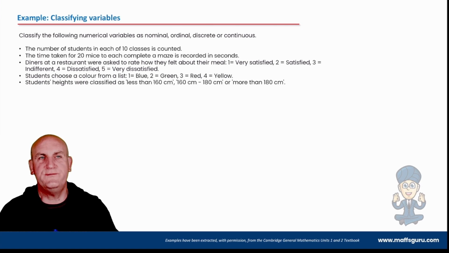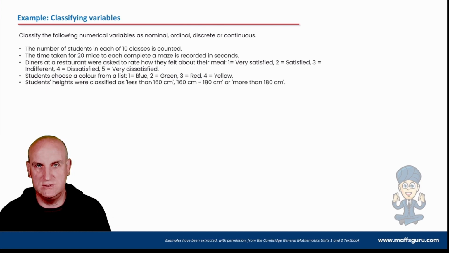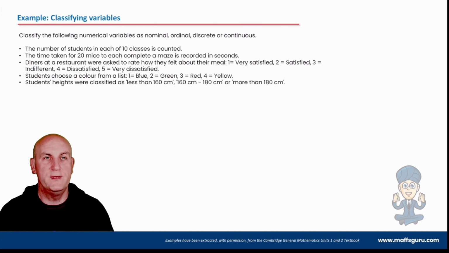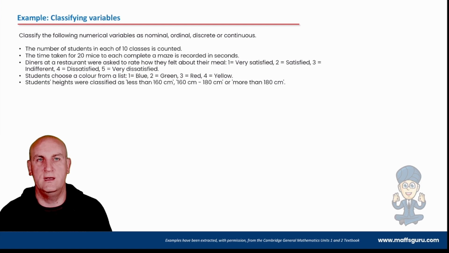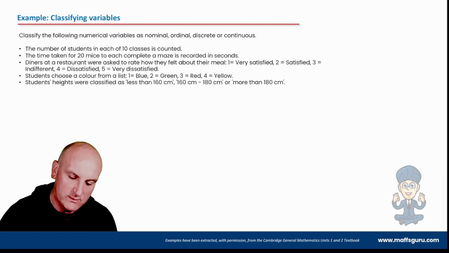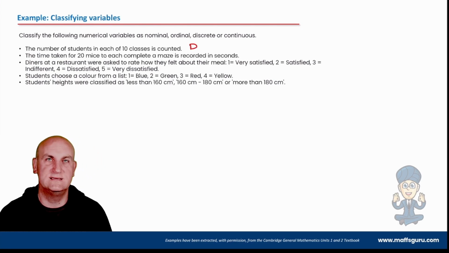Classify the following numerical variables as nominal, ordinal, discrete, or continuous. Now, in this situation here, we'd be looking at using two of them. All right, so let's see. The number of students in each of 10 classes is counted. The number of students is counted, so that's going to be discrete data.